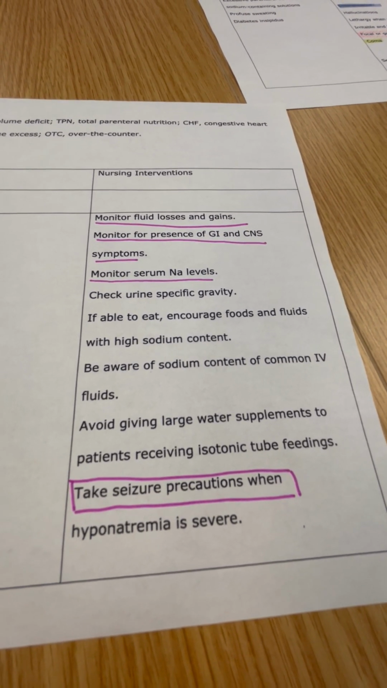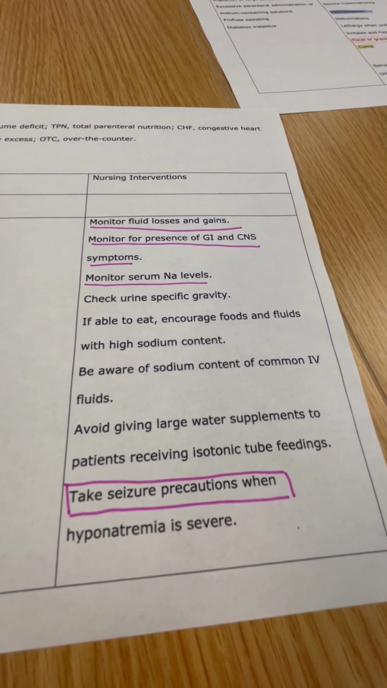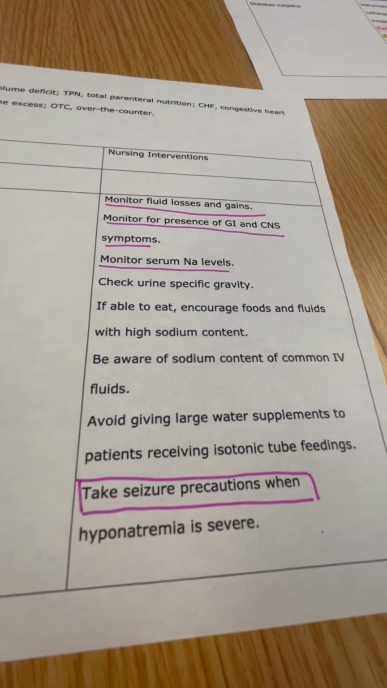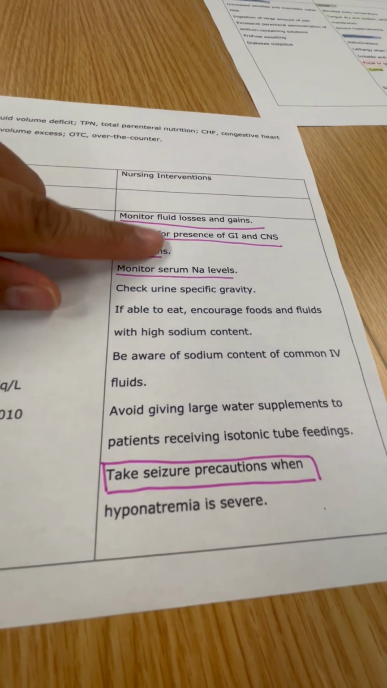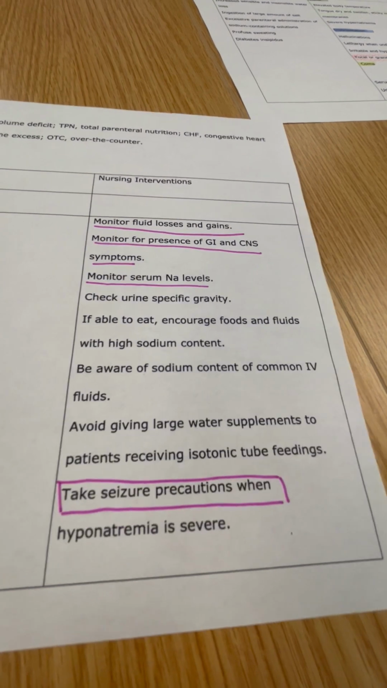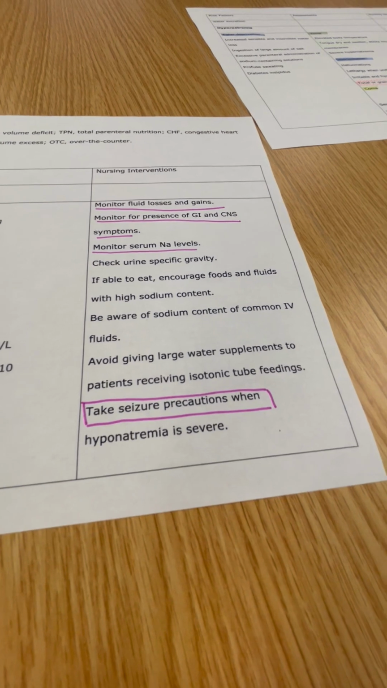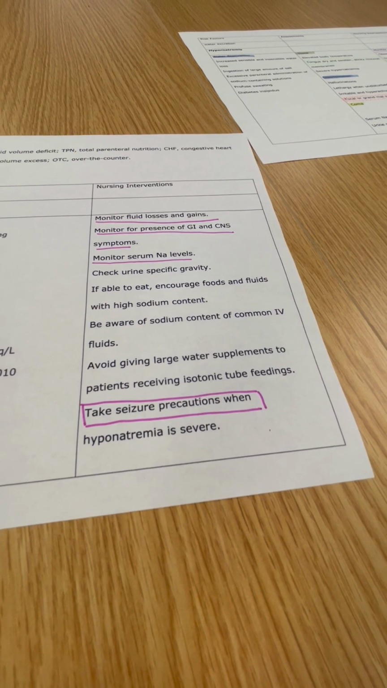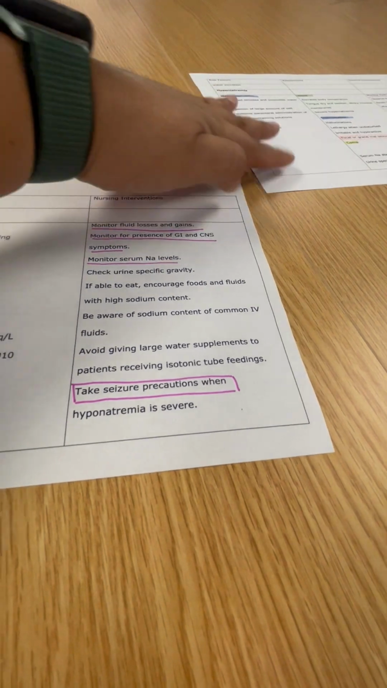So we want to be able to pick out what's needed for what are orders that a doctor would give versus what are independent nursing orders. So if you look here, if able to eat, encourage foods and fluids high in sodium. So we don't necessarily need orders for that. And then we want to avoid giving large water supplements. We know that's because it can dilute that sodium much more.